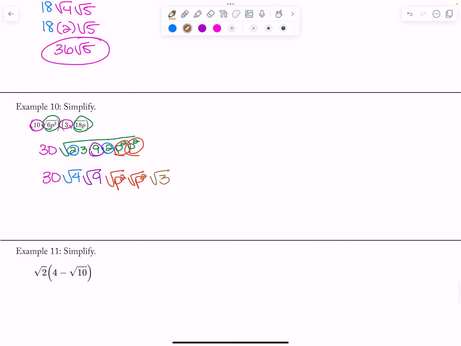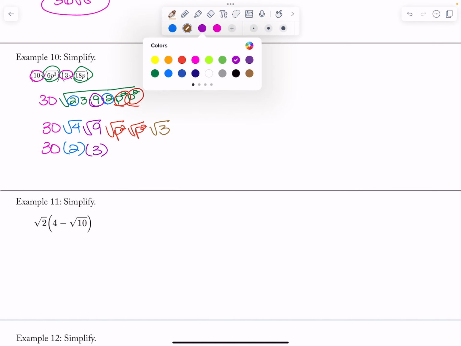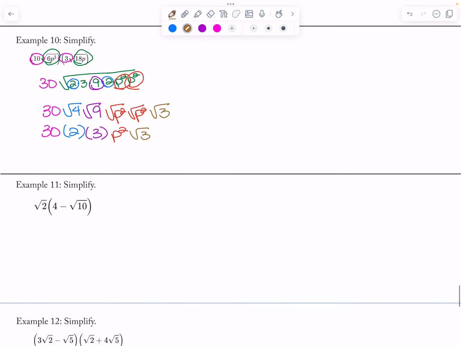So now, I can very easily look at my perfect squares. Here's a 2. Here's a 3. Here's a couple of p's, right? And here's a poop color root 3 that I have left over. And so now I have 6 times 30, which is 180. And then I have a p squared and a root 3. So I don't think I would have done 18 times 6 just to multiply it out and pull it back apart again. I feel like that's kind of inefficient.